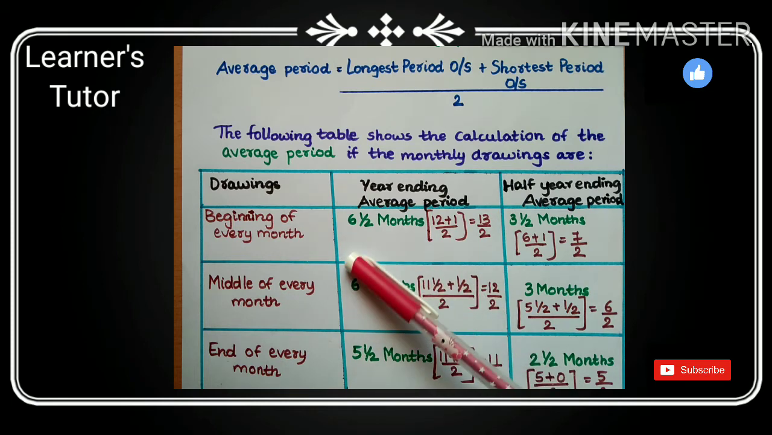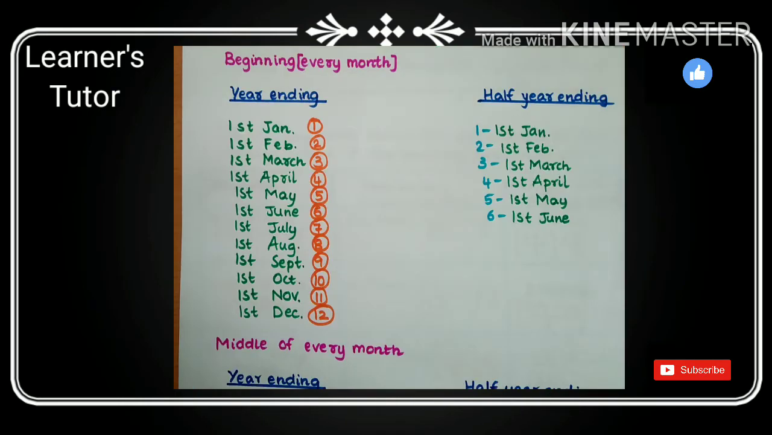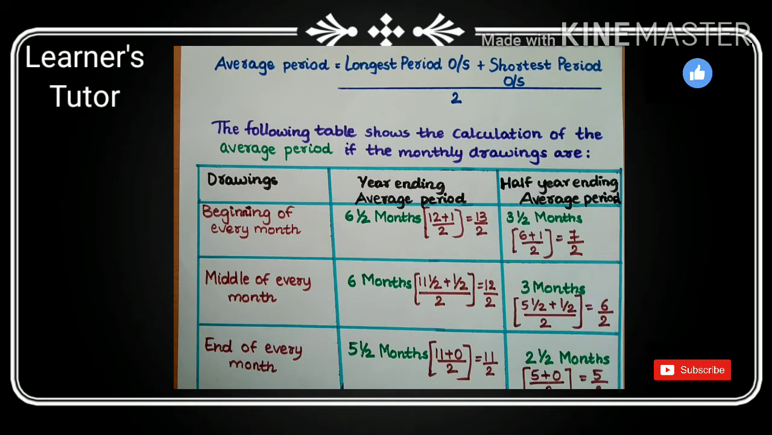Next, coming to half year ending average period, under that, beginning of every month. Half year means we have 6 months, correct? Like that, 1st Jan, 1st Feb, 1st March. How many months? 6 months. So 6 months is the longest. Shortest is 1 month. When we apply the formula, longest is 6 and shortest is 1 divided by 2, that is 7 by 2, that is 3.5 months.